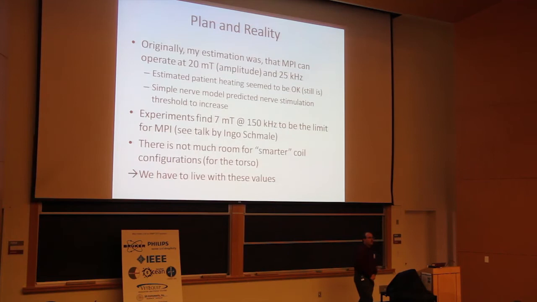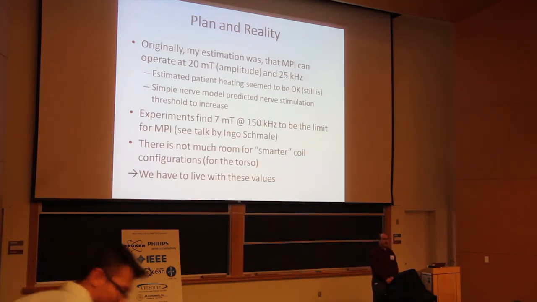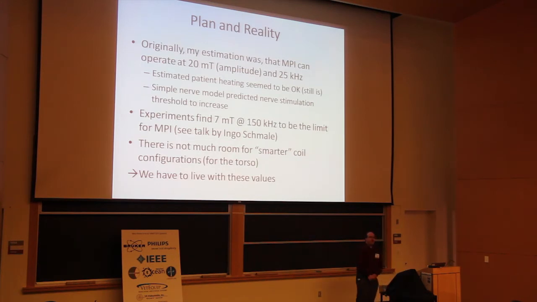The goal of our group is to build a clinical scanner where a human fits in, and the goal for the application is cardiac imaging. So we are not content being as fast as MRI. We need to be much faster than MRI to address this application. Our original plan was to operate this scanner at 20 millitesla amplitude at 25 kilohertz.